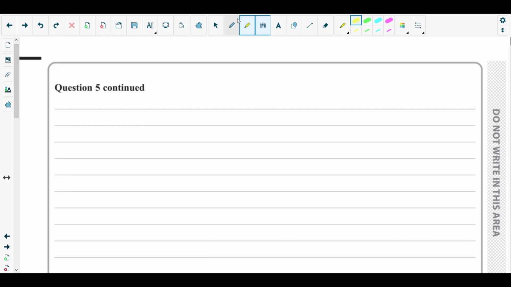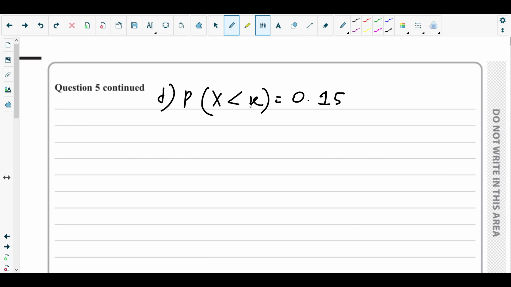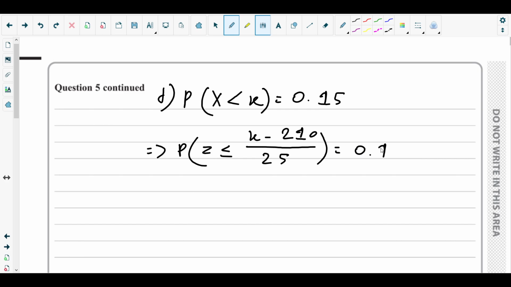This is the bottom 15%. So for the bottom 15%, for part D, what would be the case? Probability of x less than, we need to find the value for x, equals 0.15. So x is the bottom, like the greatest weight. Okay, so standardize: z less than or equal to x minus 210 over 25 equals 0.15. Okay, so now we need the bottom 15%, right?